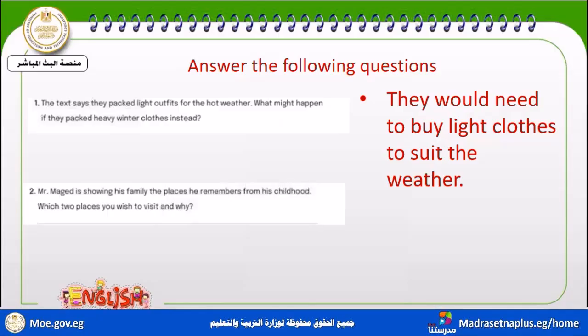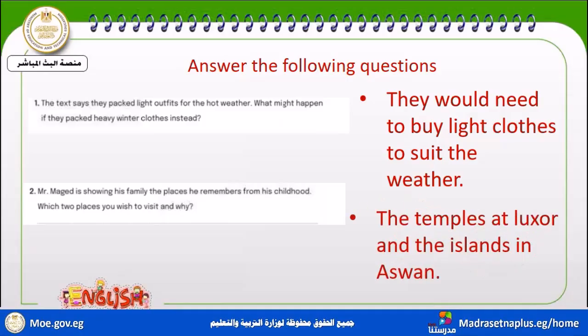And for number two, Mr. Magid is showing his family the places he remembers from his childhood since he was a young boy. So, which two places do you wish to visit and why? It is the temples at Luxor and the islands at Aswan because they are very beautiful and contain a lot of sceneries and a lot of monuments.